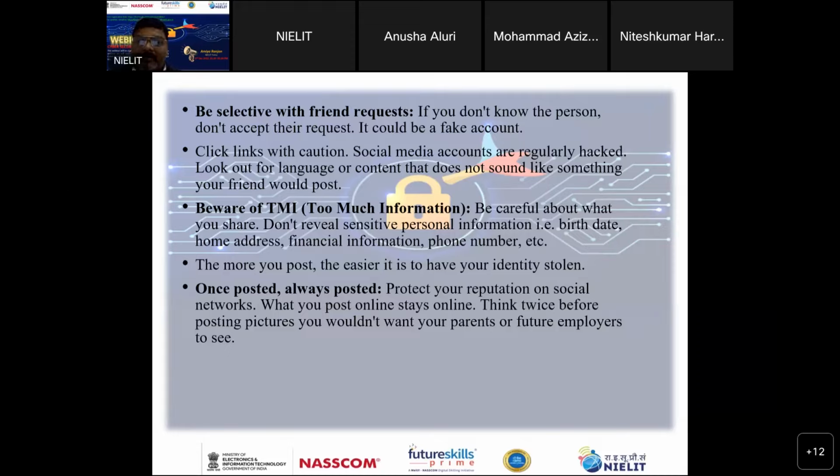Once posted, always posted. What does it mean? It means protect your reputation on social networks. What you post online stays online.